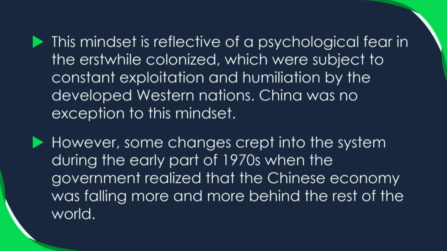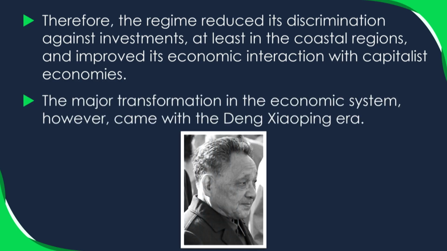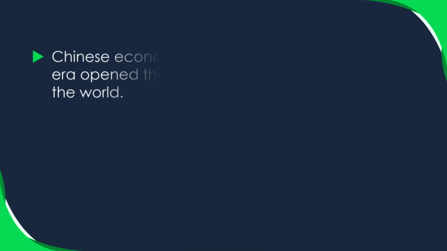However, some changes crept into the system during the early part of the 1970s, when the government realized that the Chinese economy was falling more and more behind the rest of the world. Therefore, the regime reduced its discrimination against investments, at least in the coastal regions, and improved its economic interaction with the capitalist economies. The major transformation in the economic system, however, came with the Deng Xiaoping era.